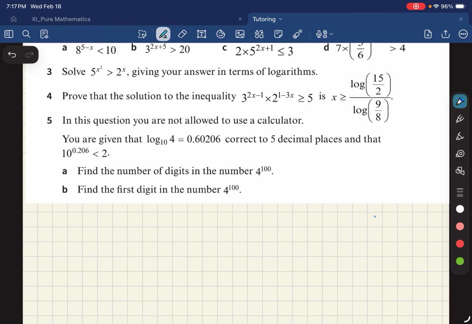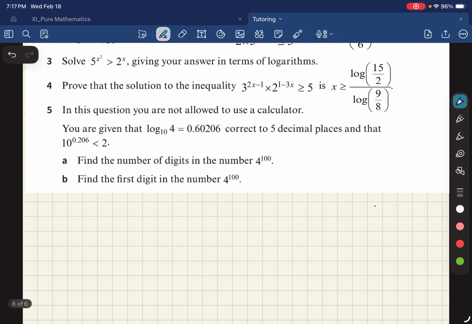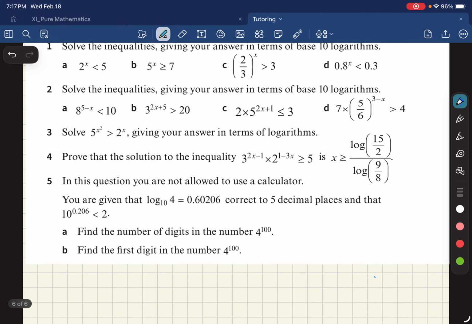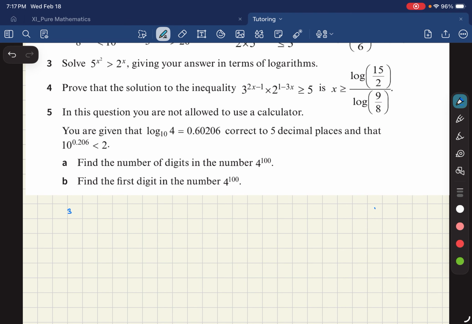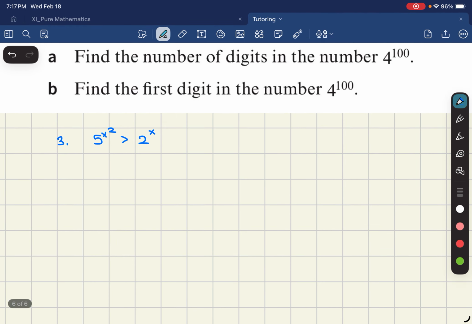Hi, so this video is a continuation on solving exponential inequalities. So we did 1 and 2, I believe, in the previous video, so let's do question 3. We have to solve 5 to the power x squared greater than 2 to the power x, and we want to give our answer in terms of logarithms.